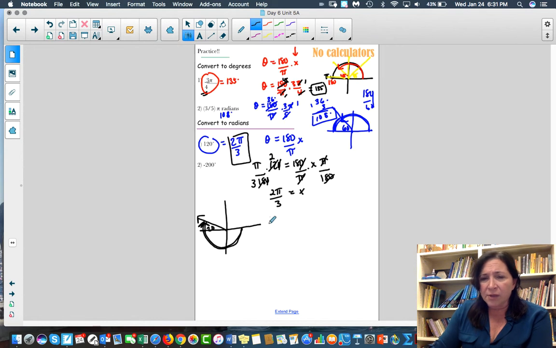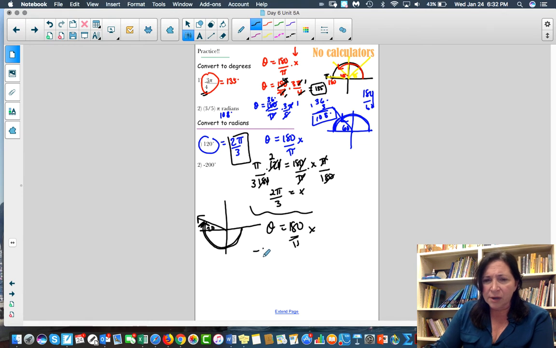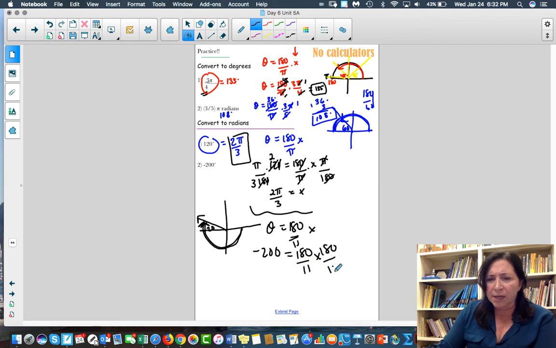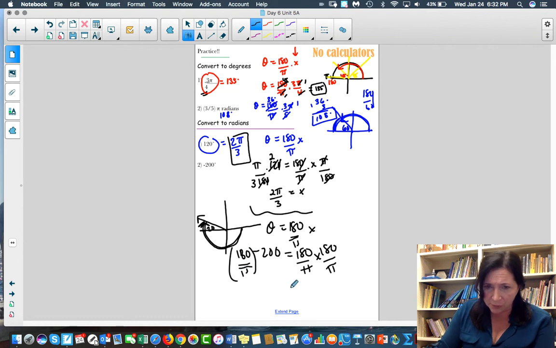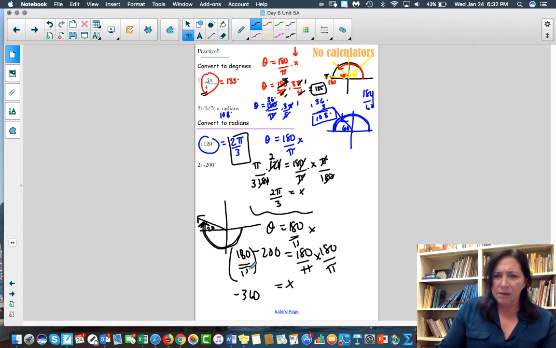So again, I'm going to use the formula, theta equals 180 over pi times x, and this degree is going to go here. So negative 200 equals 180 over pi times x. I'm going to multiply by the reciprocal, which is pi over 180. And so I'm going to get this rather large number over pi. And I don't know what that value is, but it looks like it's negative 360, over pi. And so whatever that value is, that's my radian, okay?